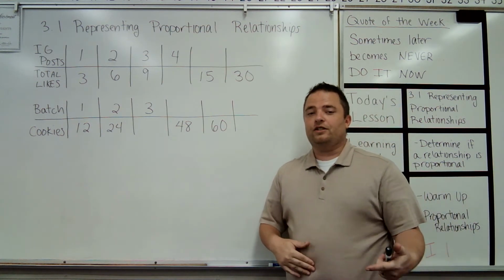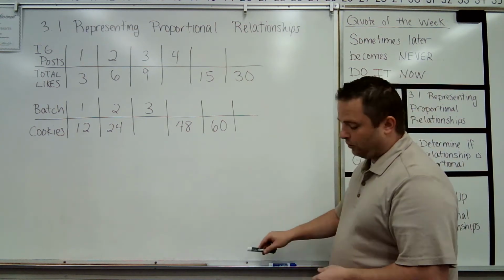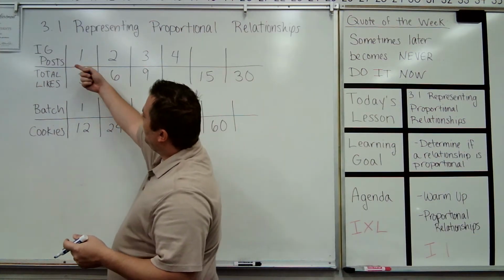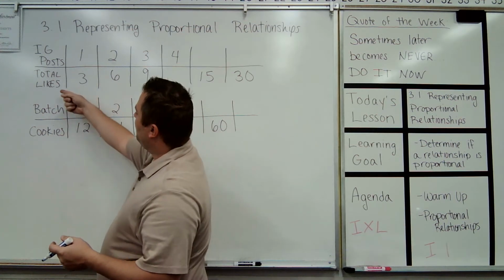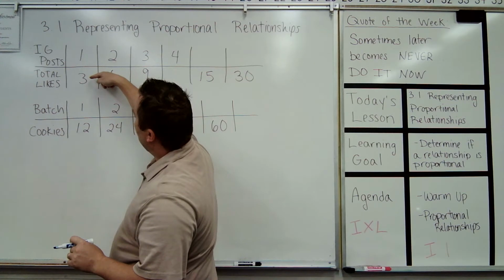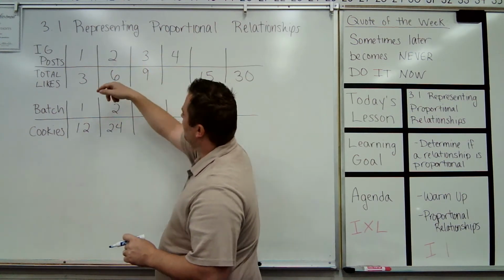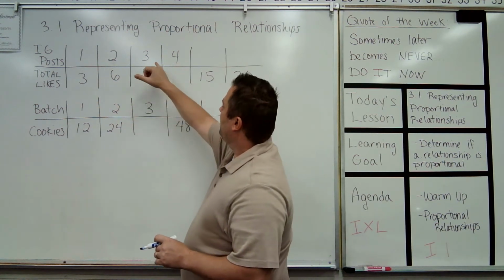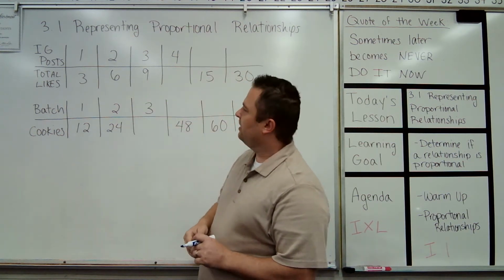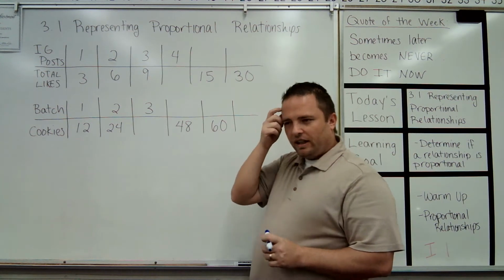Hopefully, now that you've done it and you haven't just pressed play and kept going, we're going to fill in both of these tables with the missing values, okay? So in this first table, we have IG posts, for those Instagram likers, and we have the total likes. If we posted one time, we ended up with 3 likes. If we posted 2 times, we ended up with 6 likes. If we posted 3 times, we ended up with 9 likes. If we posted 4 times, we wanted to know how many likes there were.